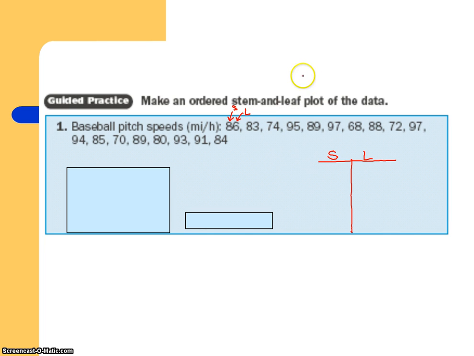Let me just give you the key right away. The key would be something like 8/6 equals 86. Go ahead, put all of this on a stem and leaf plot. Make sure you put it in order from least to greatest.